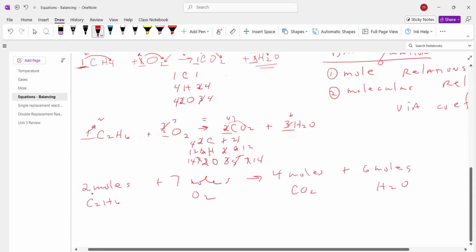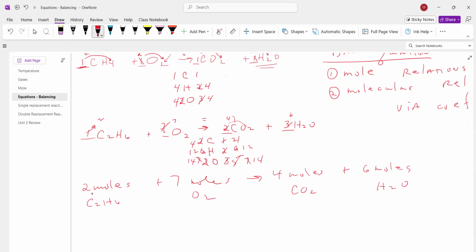Or 2 molecules of ethane plus 7 molecules of oxygen gives us 4 molecules of carbon dioxide and 6 molecules of water. So molecules and moles can interchange on the balanced equation. That's why the word mole came from molecule. They're very closely related.